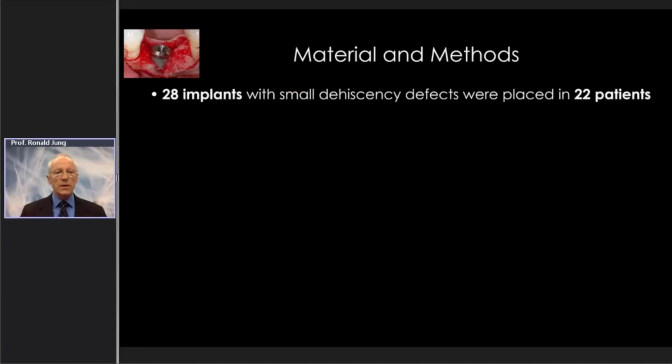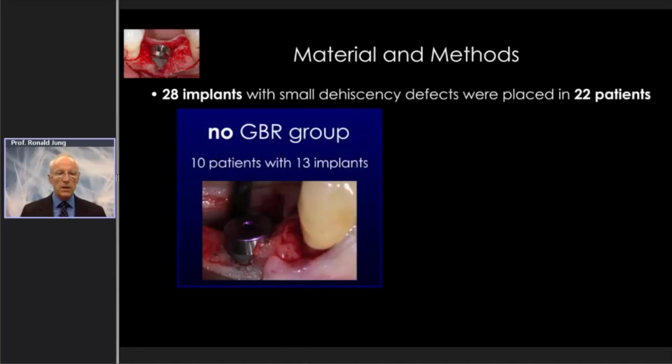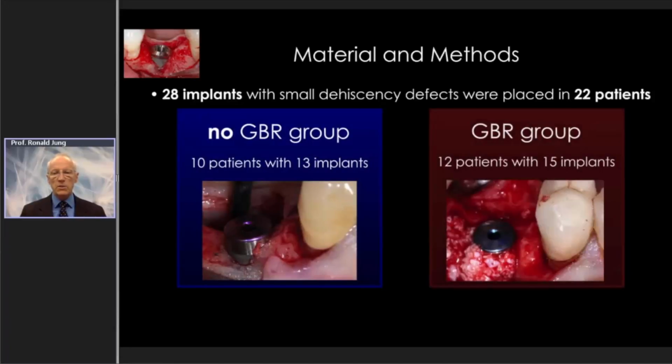They had 28 implants with small dehiscence defects. They were placed in 22 patients. So we have two groups: 10 patients with no GBR and 10 patients with GBR. And both groups, of course, exhibited the same type of defects with 5 millimeters or less of exposed surface that normally needs to be covered with bone.